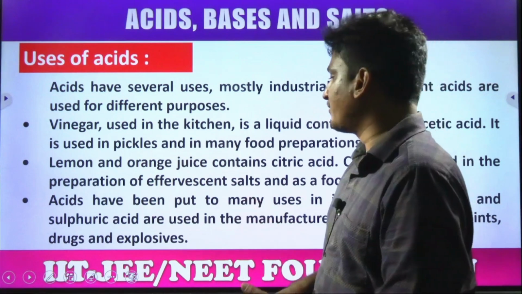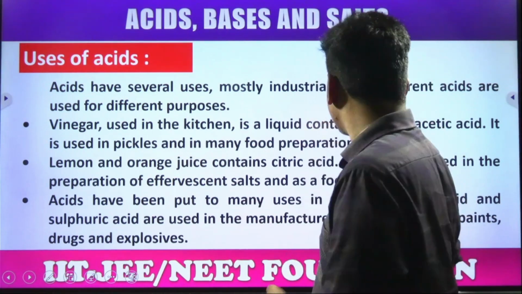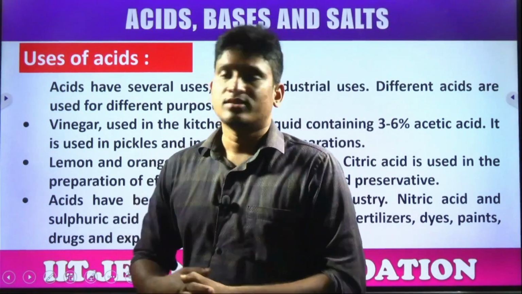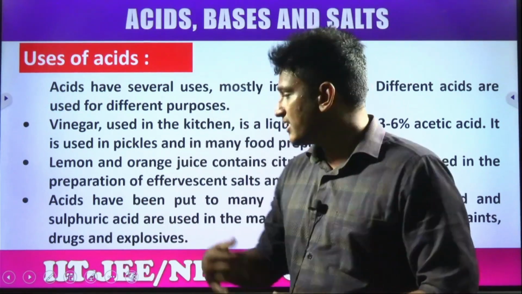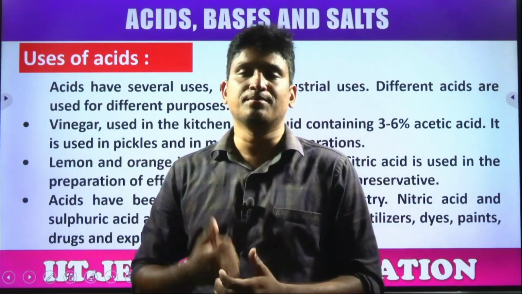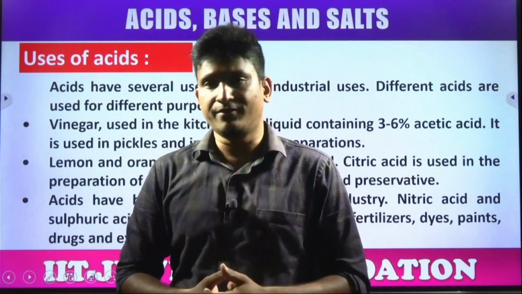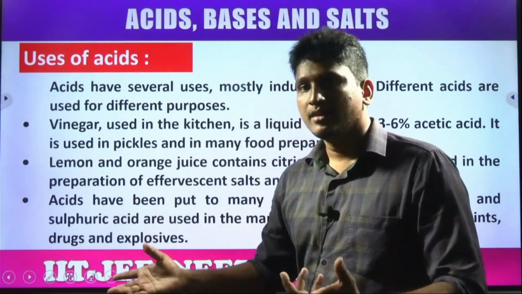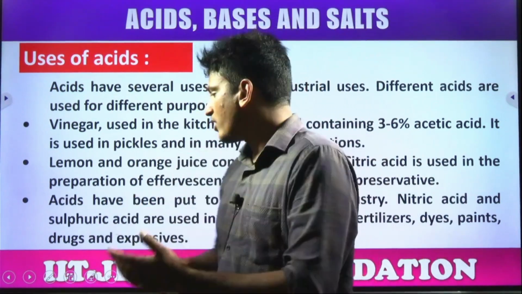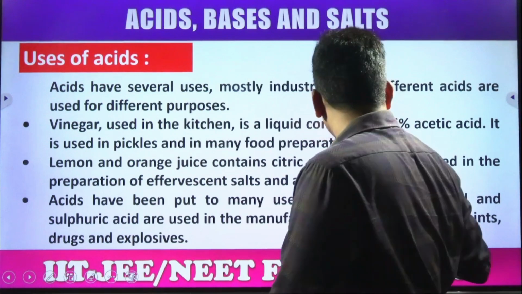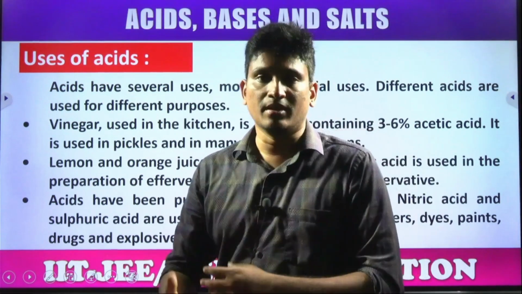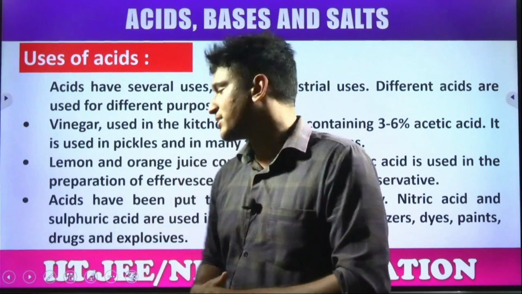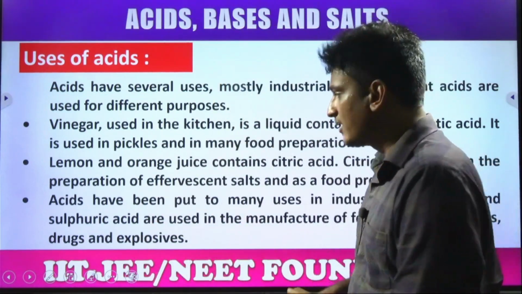Nitric acid and sulfuric acid are used in the manufacturing of fertilizers, dyes and paints, drugs and explosives also. So the salts which are produced from sulfuric acid and nitric acid, for example potassium nitrate coming from nitric acid, is used as an explosive, and ammonium sulfate is used as a fertilizer. Not only fertilizers and explosives, they are also used as coloring agents in many dyes and in the paint industry, for washing, for cleaning purposes also. All these acids are being used, students.